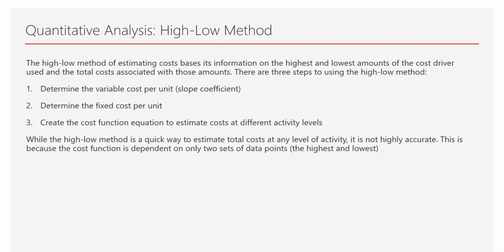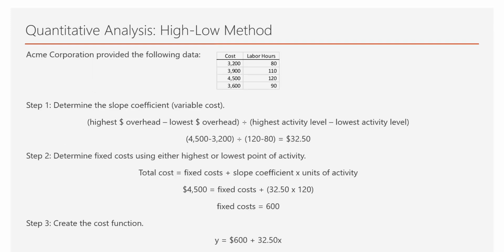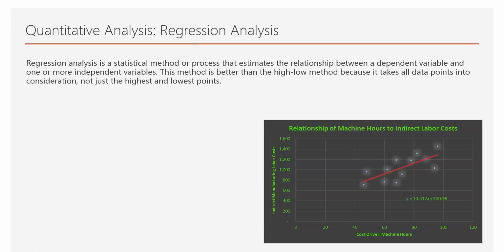Now, again, this is a quick way to estimate total cost, but it's not highly accurate. Why? Because that function is only based on these two data points, the 80 hours and the 120 hours. It's not taking into account the 110 hours and the overhead cost of 3,900. It's not taking into account the 90 hours of direct labor and the 3,600. So it's only based on these two data points, the first one and the third one. Why is that a problem? Well, only picking two data points is not going to be representative of the whole thing. So that's why we're going to look at regression analysis.